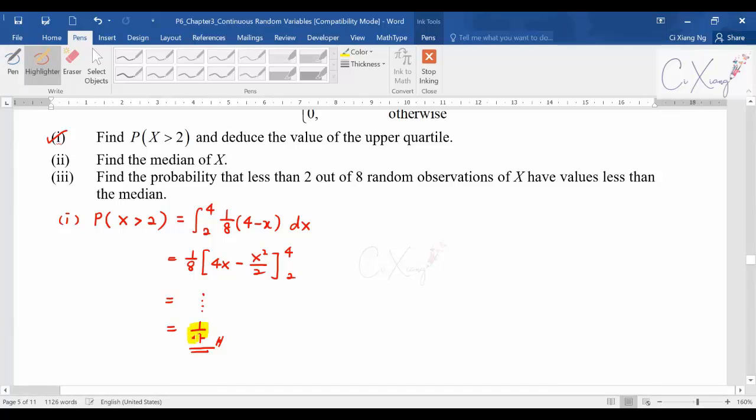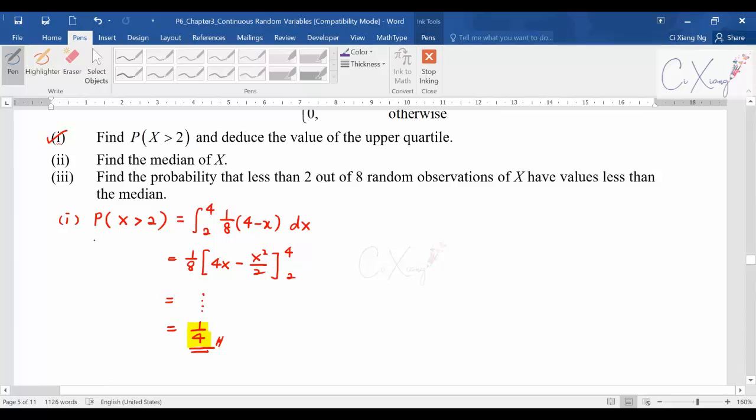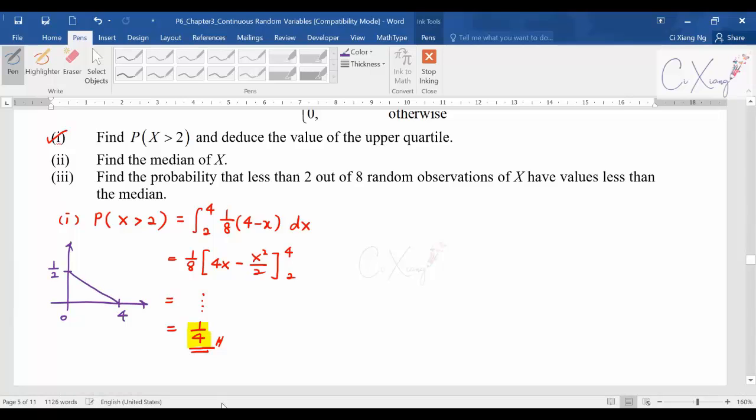Then after that, they ask you to deduce the value of the upper quartile. To deduce it, you can try to sketch the graph if you want, but actually it's very simple, also not hard. When you have 1/8 (4 minus x), when x equals 0, you get 1 over 2. Then you let y equals 0, and your x is equal to 4. They said the domain given is from 0 until 4, which means your graph is a triangle like this.